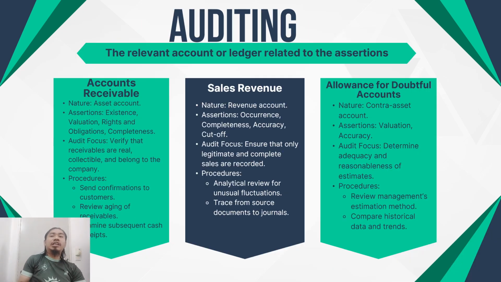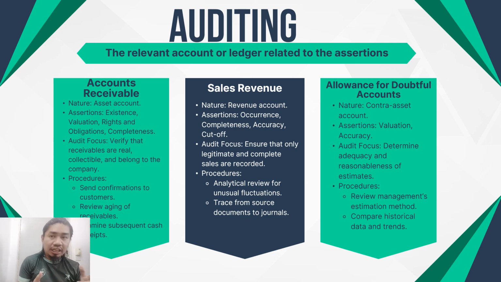As auditors, it is essential to identify the specific accounts or ledgers that are directly impacted in the sales and revenue collection cycle. Each account is tied to particular assertions and requires targeted audit procedures. Let's review some of these cycle assertions. First of all is AR, which stands for accounts receivable. This is a current asset account that represents amounts owed to the company by the customers.